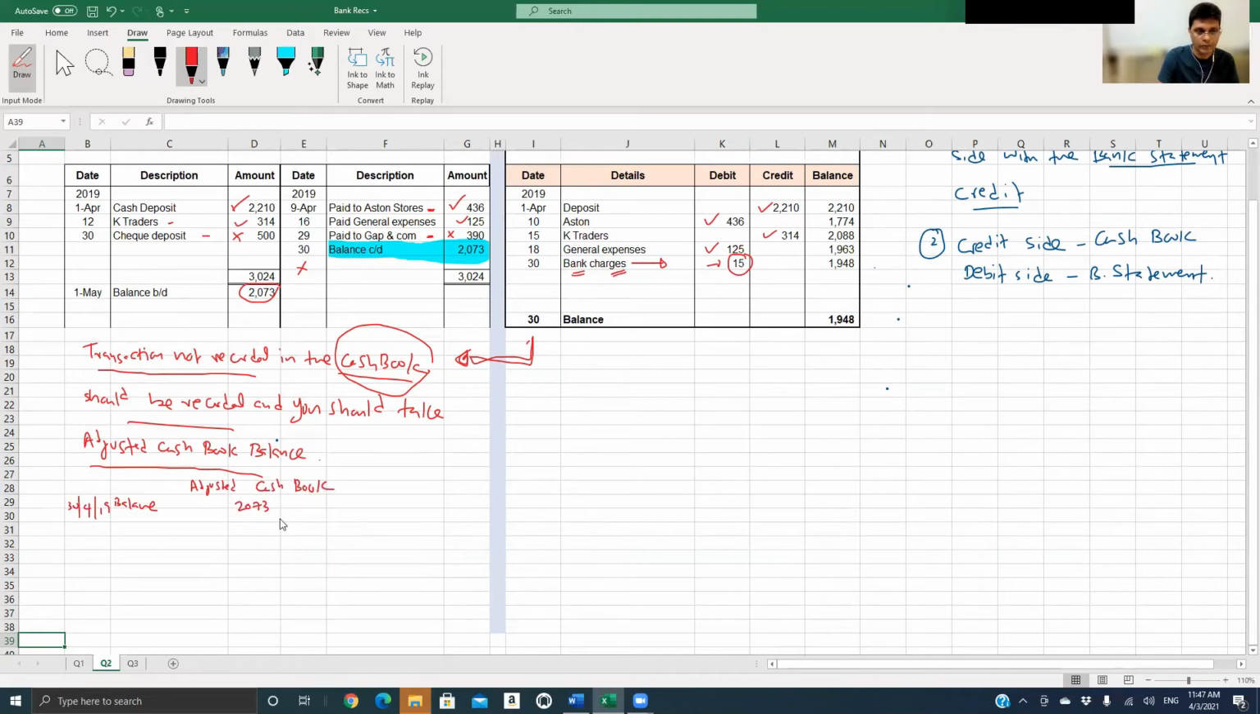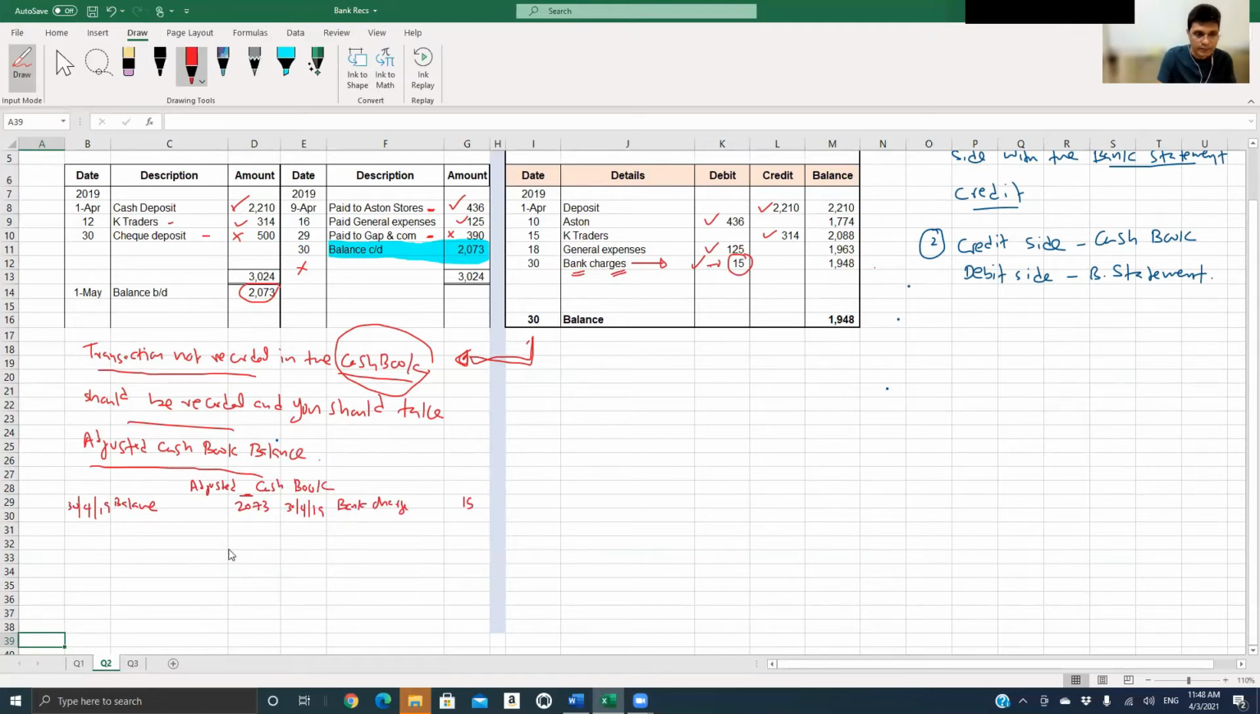Okay. Adjusted cash book. Since this bank charge is a fee, it's an expense to the company. Yes or no? Yes, it's an expense to the company. So expense means you need to debit your bank charges expense account and you need to credit your cash book, because the bank has already charged our account. So therefore our cash book balance should be reduced, right? Bank has already charged. Okay. So therefore on 30th April, we are adjusting our cash book for the bank charges.